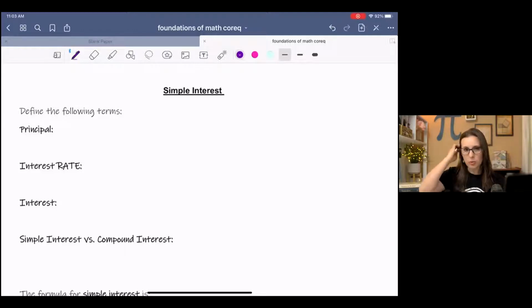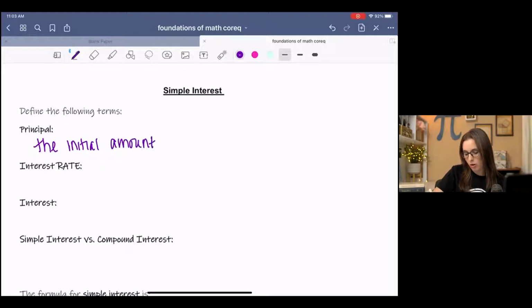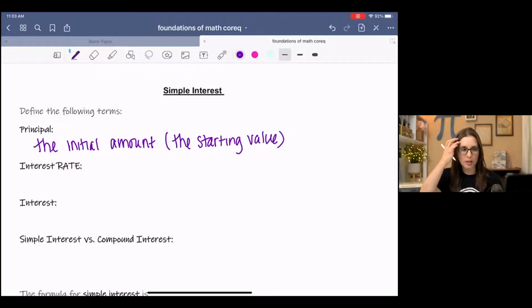The principal, we're not talking about the principal of a school, we're talking about a principal amount. This is referring to the initial amount or the starting value, or maybe the loan amount. So let's say you bought a car and the price of the car would be the principal amount.